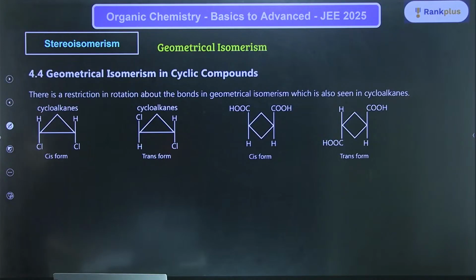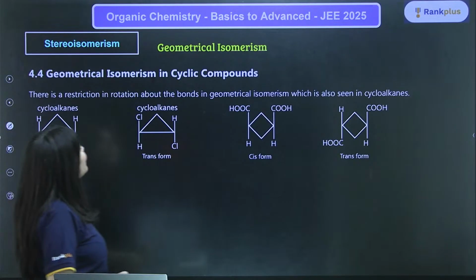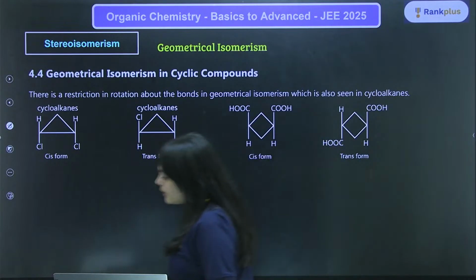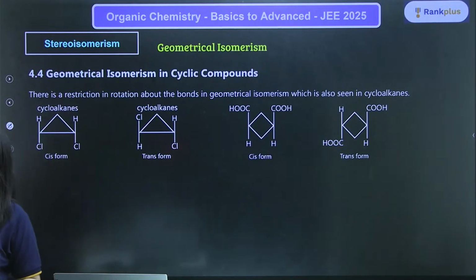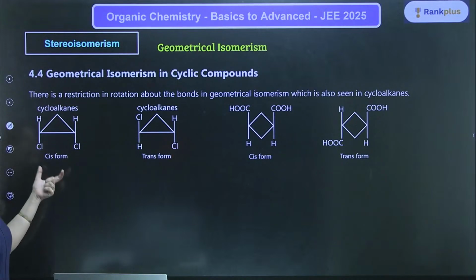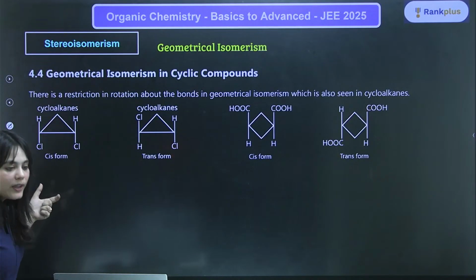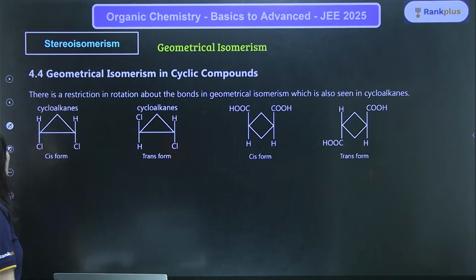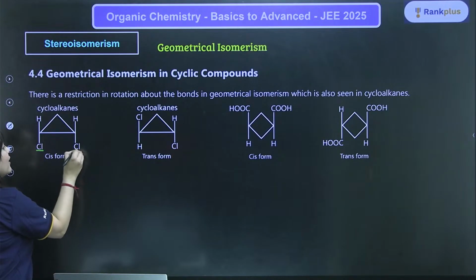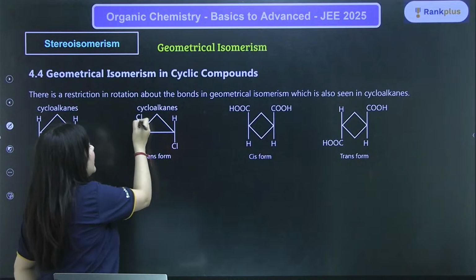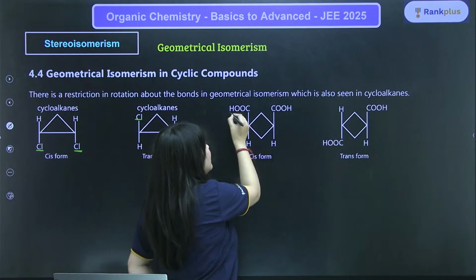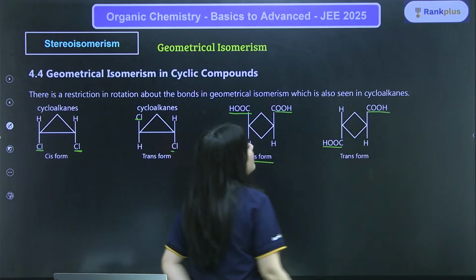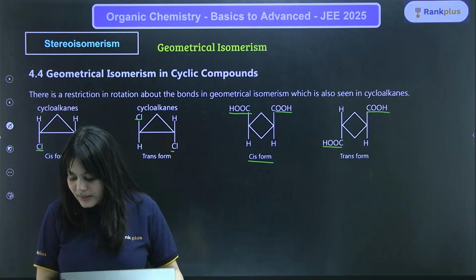Shall I move on to the next question? Okay. Next is geometrical isomerism in cyclic compounds. Once again, very, very important. What is happening? I have taken a cis form of a cycloalkane over here. Can everyone see Cl is on the same side? Cis form. Here it is a trans form. Here once again COOH is on the same side, cis form. Here COOH is on the opposite side. It's a trans form. Is this thing clear?